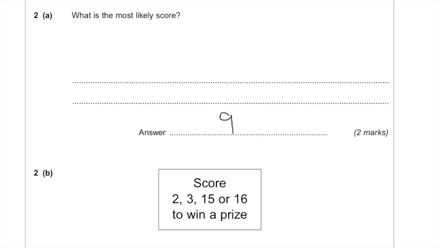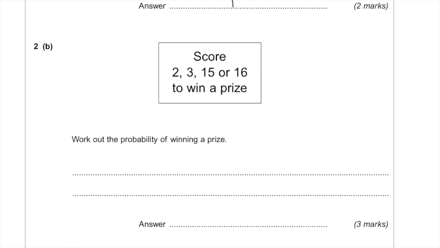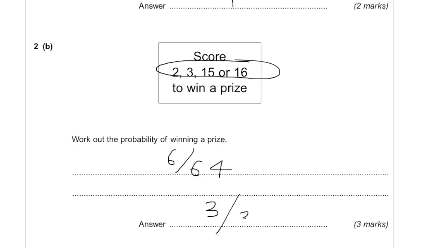2 Part B. Work out the probability of winning a prize. From the annotations on the previous page, we need to see how many times these numbers 2, 3, 15 and 16 come up. Overall, we can count that they come up 6 times out of 64, which means that the probability of winning a prize is 6 out of 64, or to simplify it, 3 out of 32.